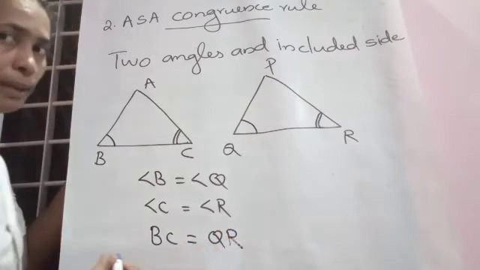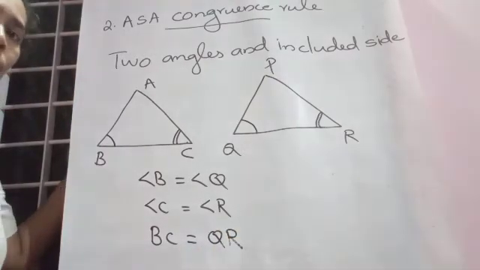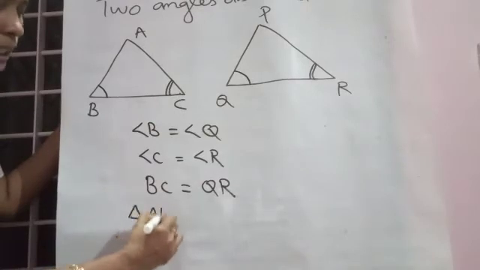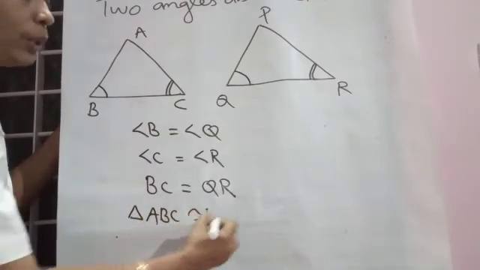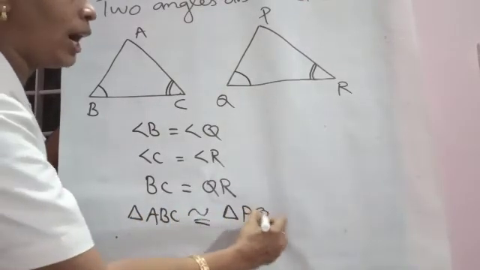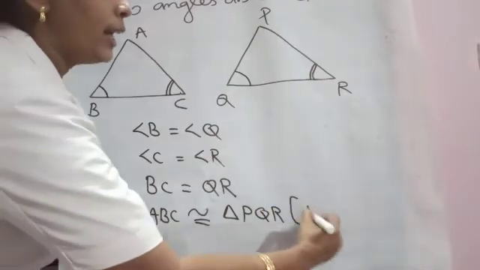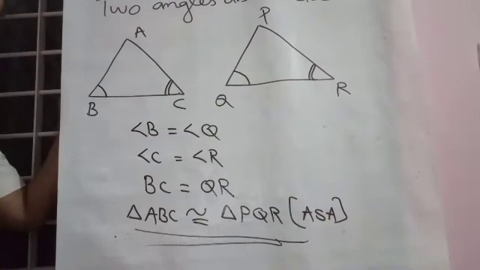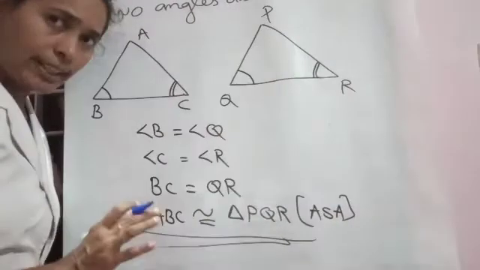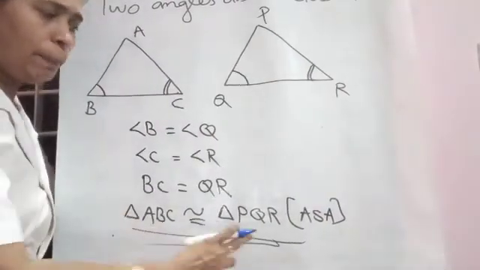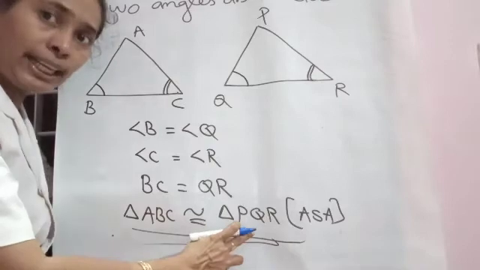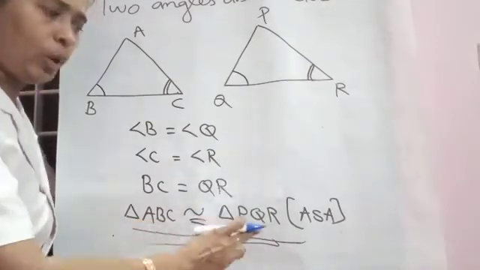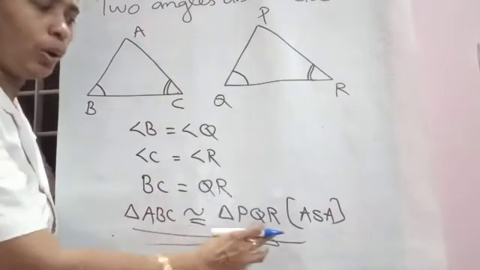QR. What can we say? Condition satisfied. So triangle ABC is congruent to triangle PQR by what rule? ASA rule. Now one more thing teacher has to say. If you write ABC, PQR, the meaning is A equal to P, B equal to Q, C equal to R.